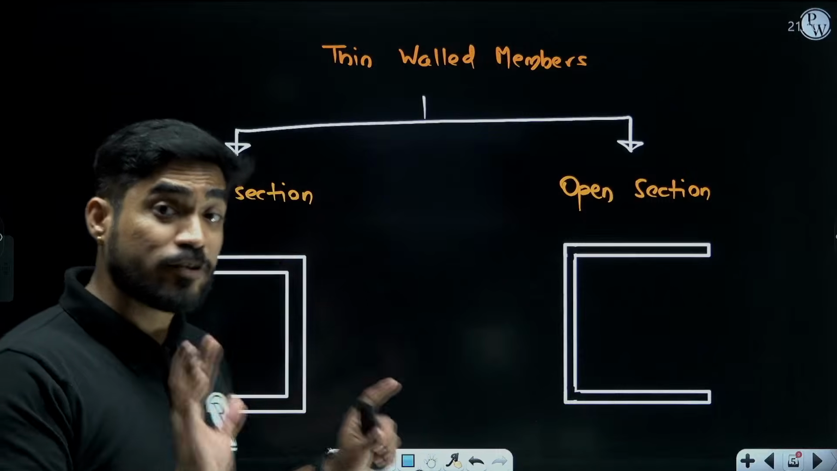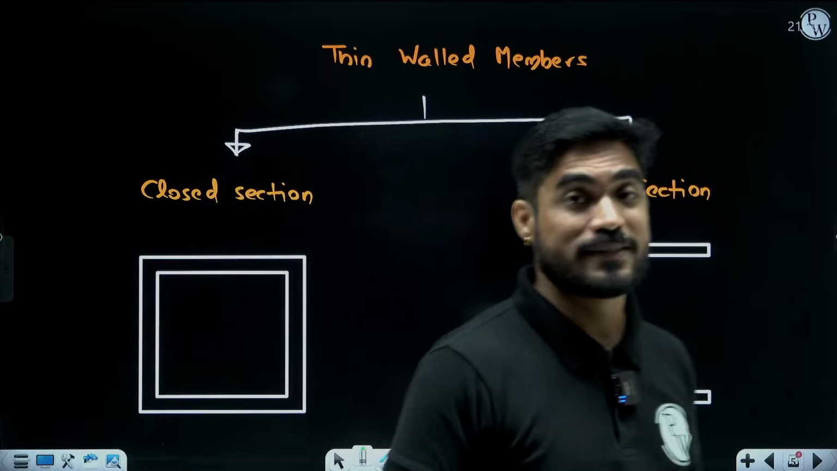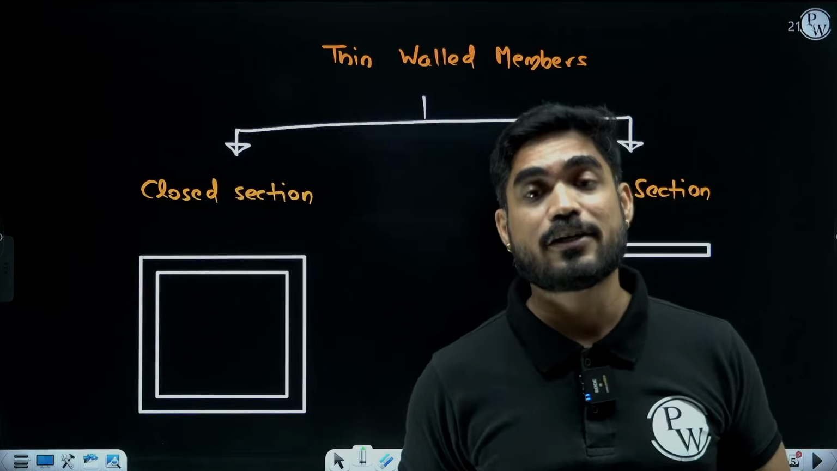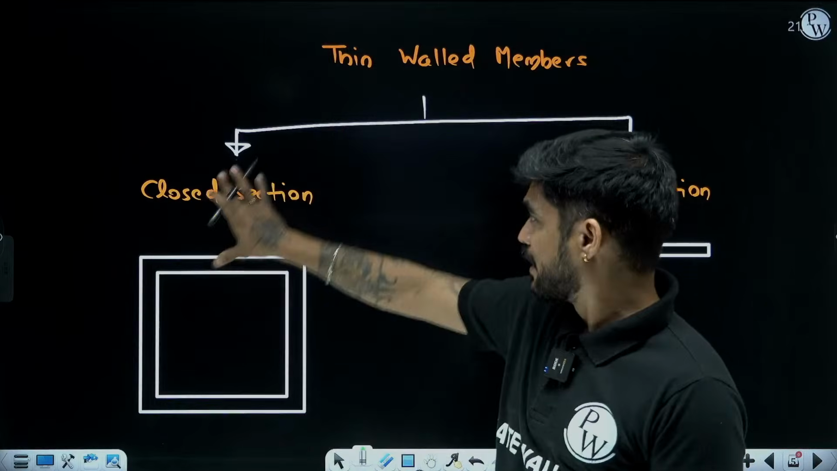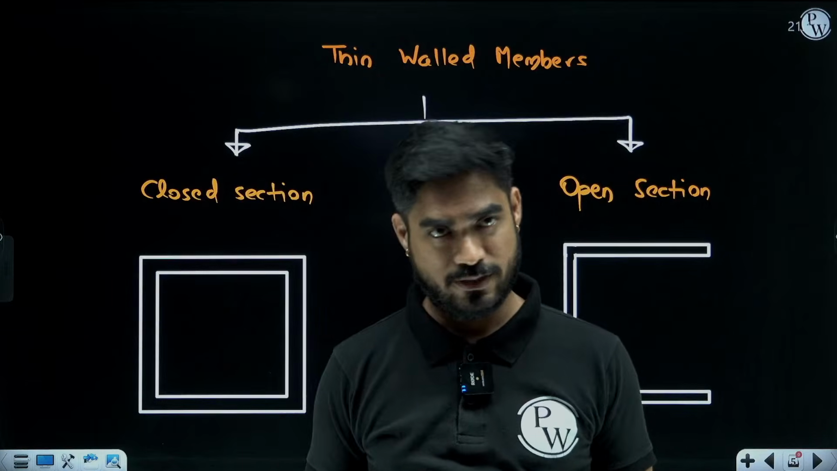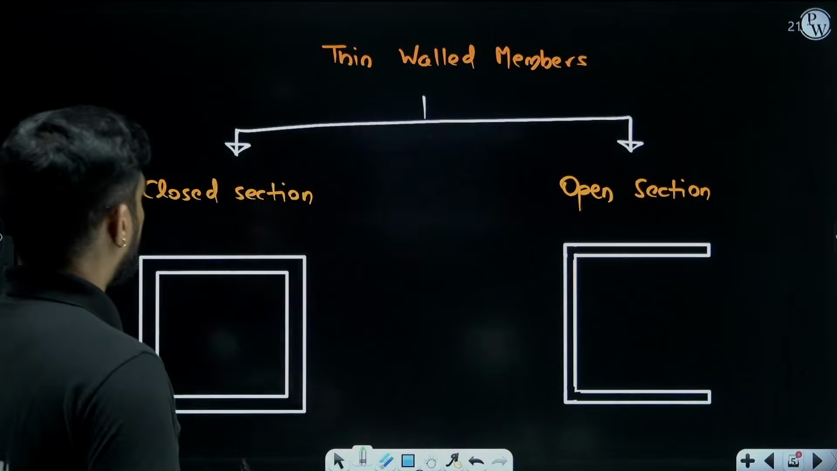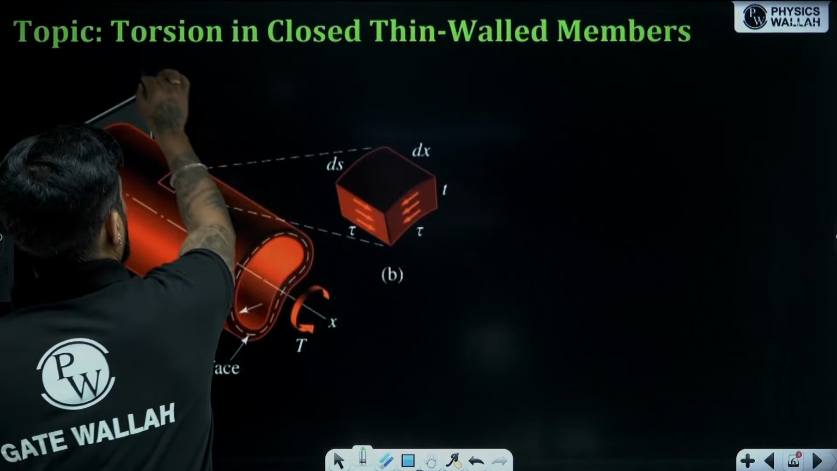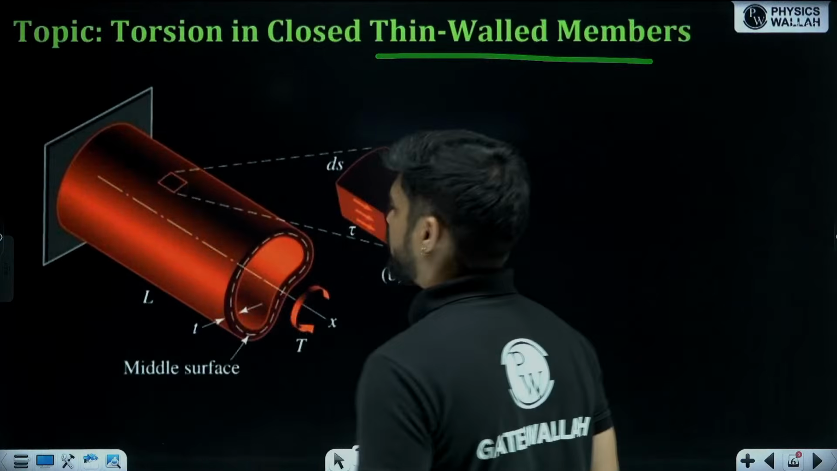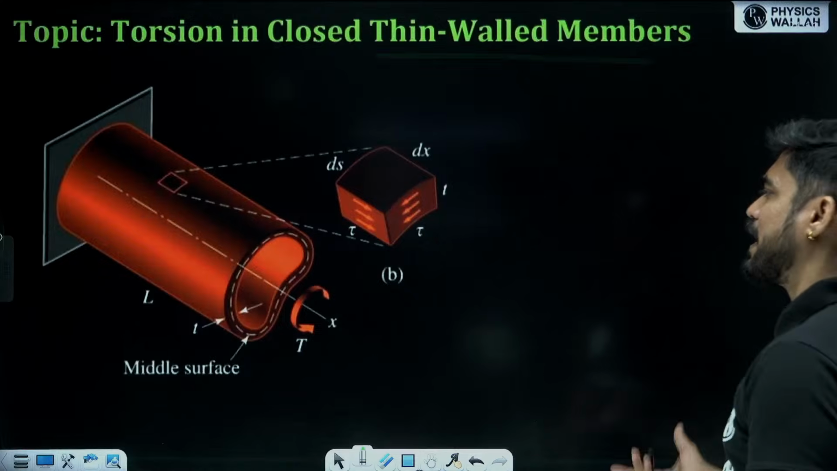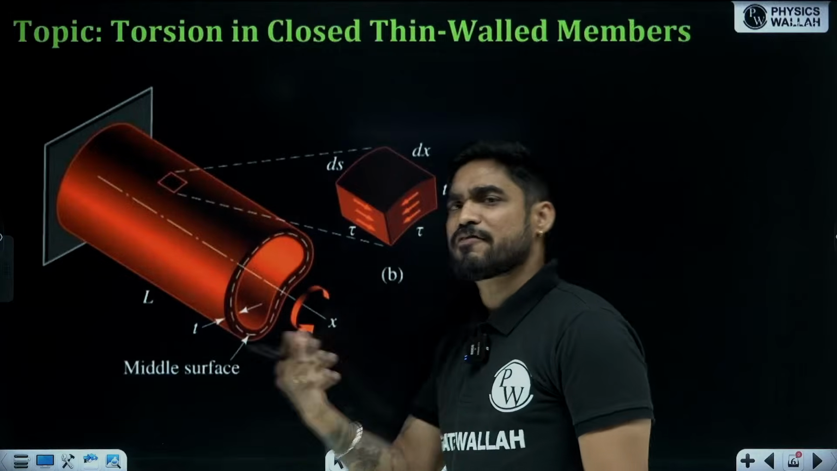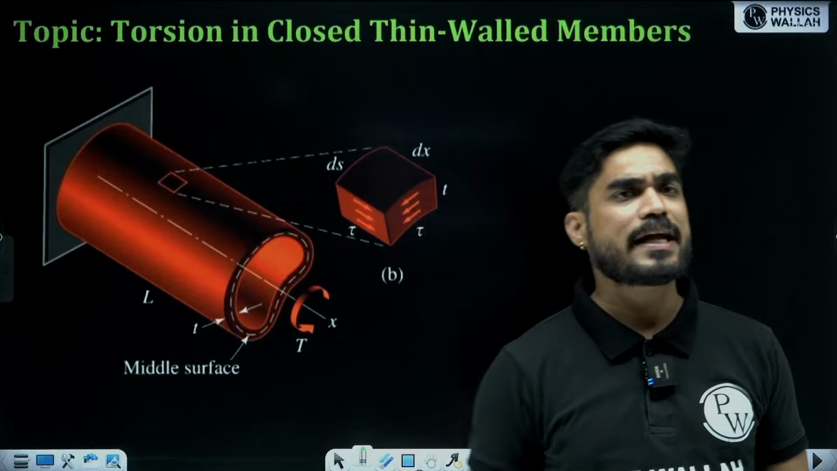We are going to solve GATE PYQs also in today's session, and let me tell you, by the end of this session you will be able to solve all GATE PYQs related to thin walled members. Chalo. So let's first consider torsion in closed thin walled members. We will derive the equation of stress and angle of twist, and then we will solve some problems. We'll also solve some GATE PYQs.